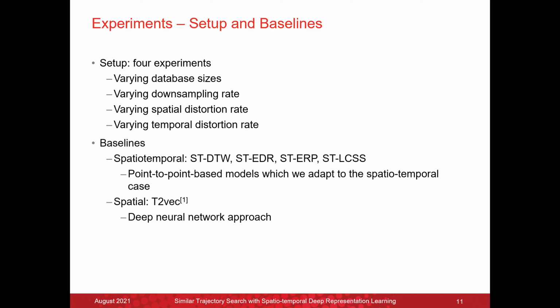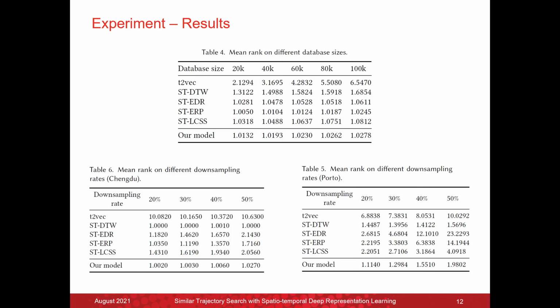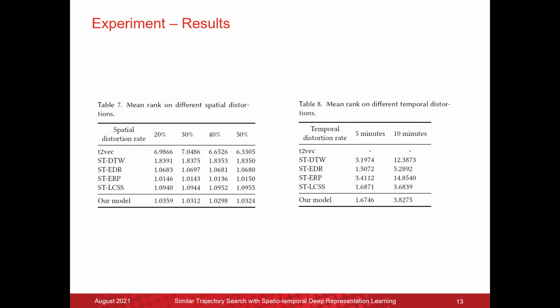We use two groups of baselines. The first group is the spatio-temporal method, where we extend the classic point-to-point based method to the spatio-temporal case. The second is the spatial-only method, where we use the state-of-the-art deep neural network-based model T2VEC. From the experiment results, we can see that our model overall performs better compared to the baselines. In particular, the spatio-temporal models greatly outperform the spatial-only method, signifying the importance of using both the spatial and temporal aspects of the data. Our model also performs well in the spatial and temporal distortion experiments as shown in these tables.